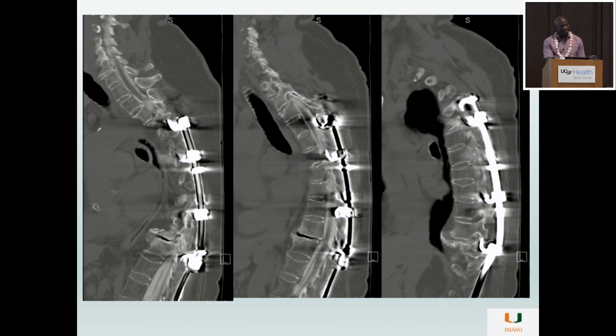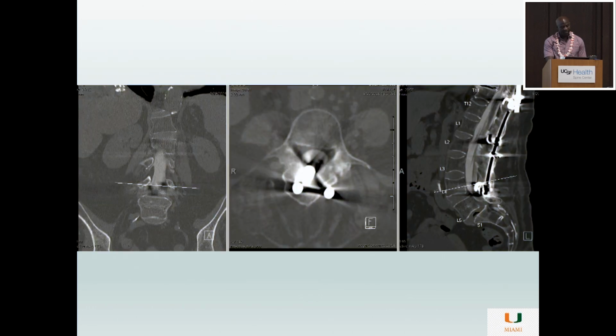So this is a CT scan. You see the top of the construct looks great. This is stainless steel, so that's why we didn't get an MRI, so we got a CT myelogram instead. So the top of the construct, and you can see the pseudarthrosis right on the far left image there, showing the vacuum disc at T10-11.